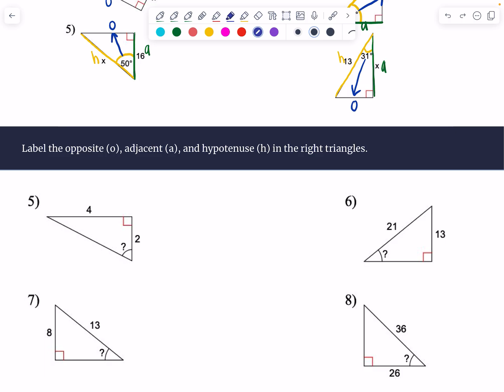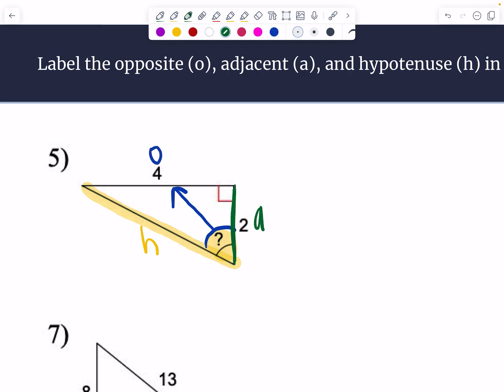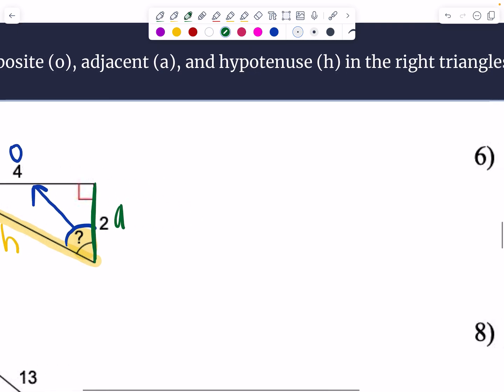Let's label the opposite, adjacent, and hypotenuse in these right triangles. Now it doesn't have angles, but we're still going to label. Here is my hypotenuse. Change colors. Here's my hypotenuse. From this angle right here, we're going to approach it from the perspective of this angle, from this eyelid. From this angle, our opposite would be this piece, which forces the adjacent to be this piece, because it's got a question mark for that angle.